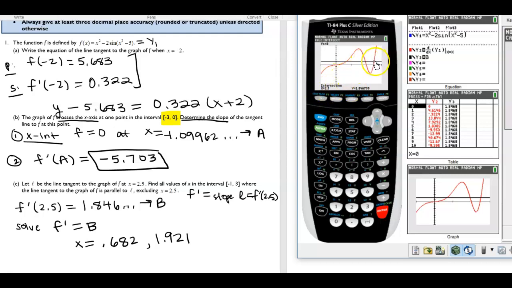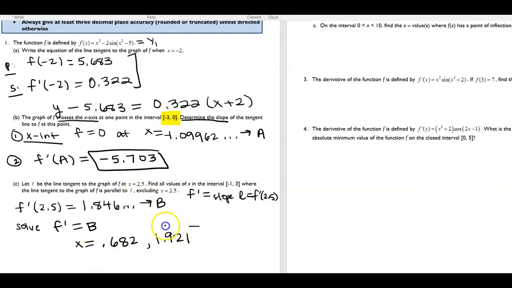That might seem familiar. Remember, we found f prime of 2.5 before. So notice in the problem it said excluding x equals 2.5. We already know that we had that slope there because that's why we found that slope. So these are the only two answers I need to include. That will be my final answer.